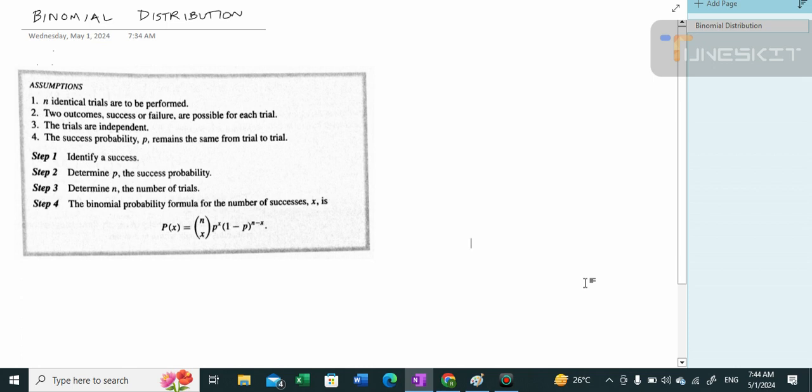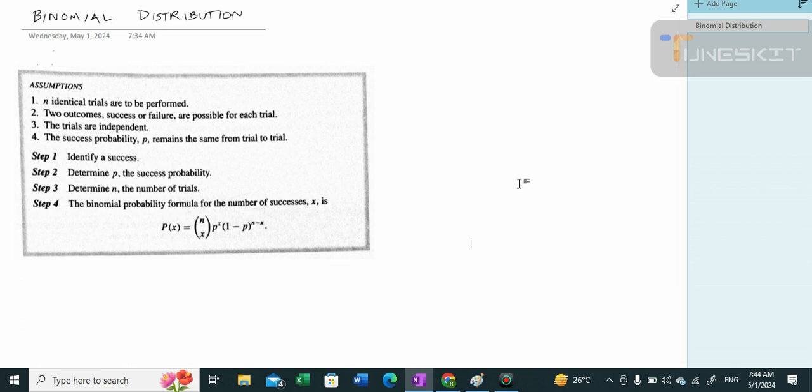Hello students, in today's session we'll talk about the application of binomial distribution. First of all, we'll discuss the assumptions regarding application of binomial distribution. The very first assumption is that n identical trials are to be performed.